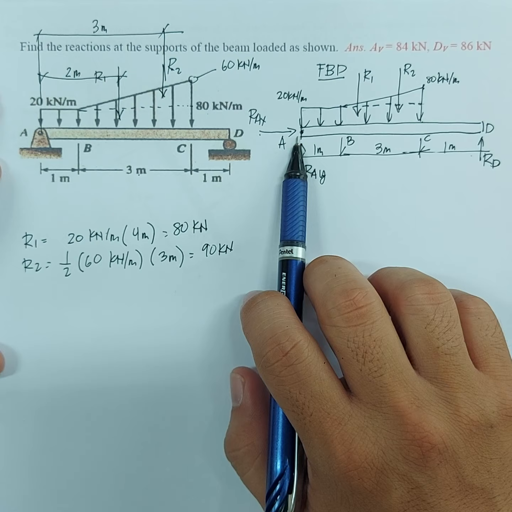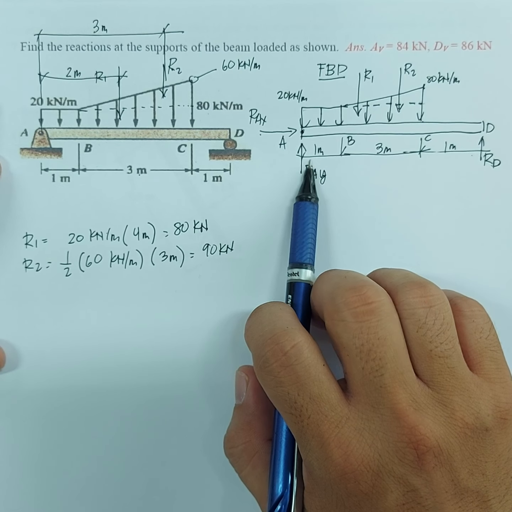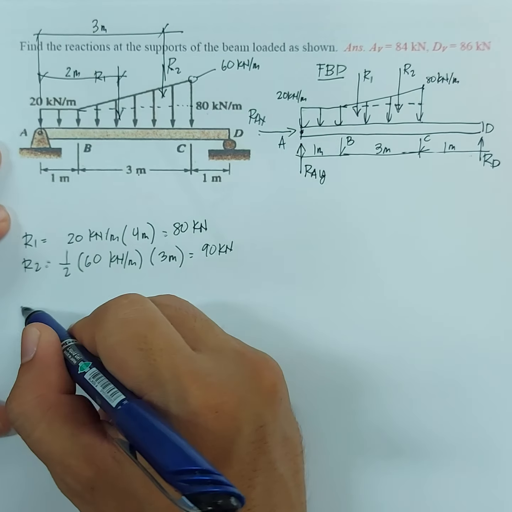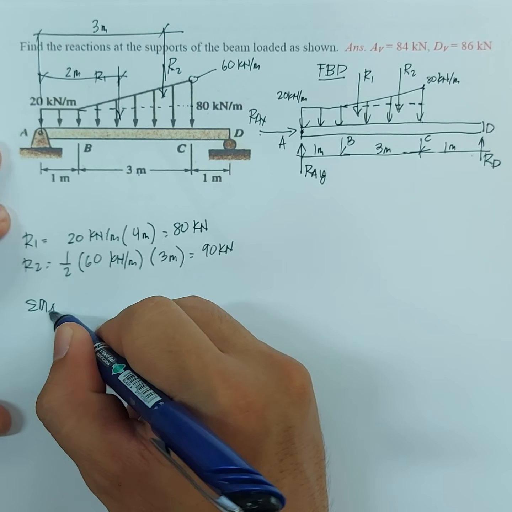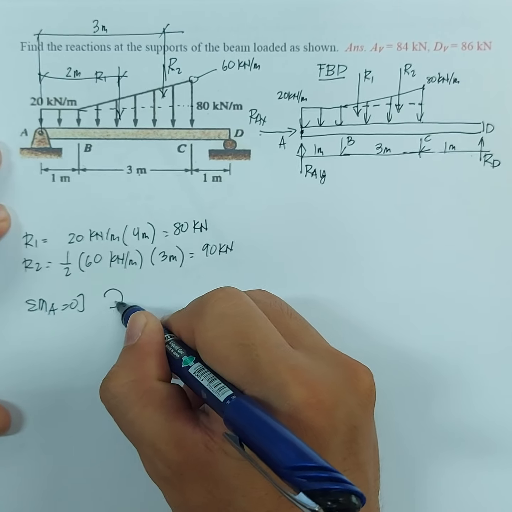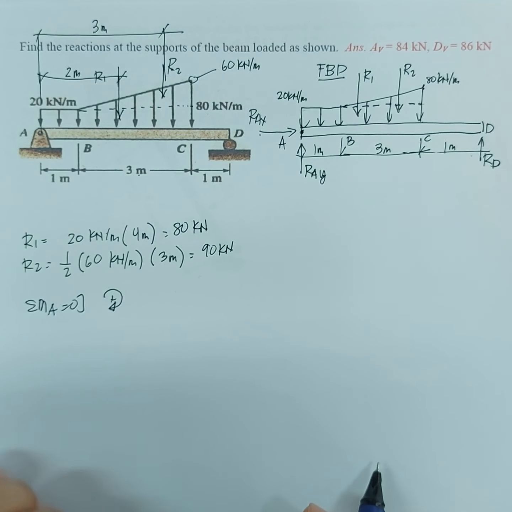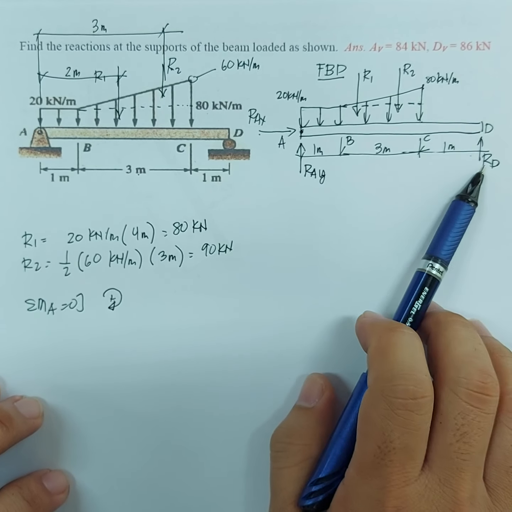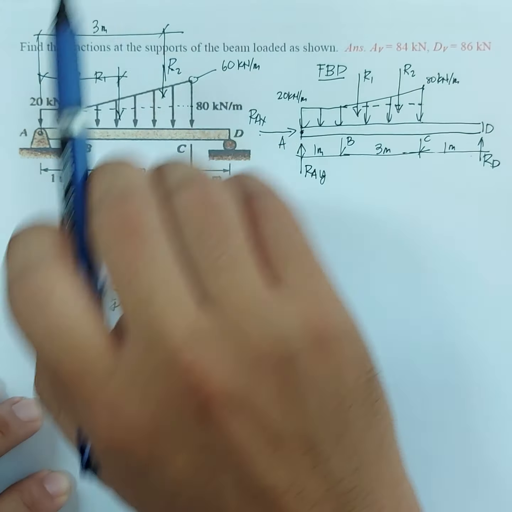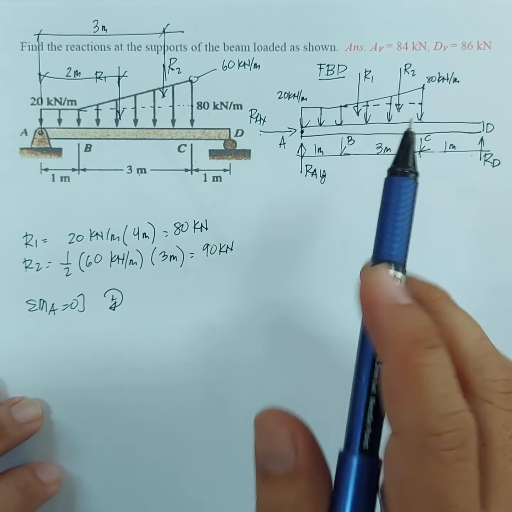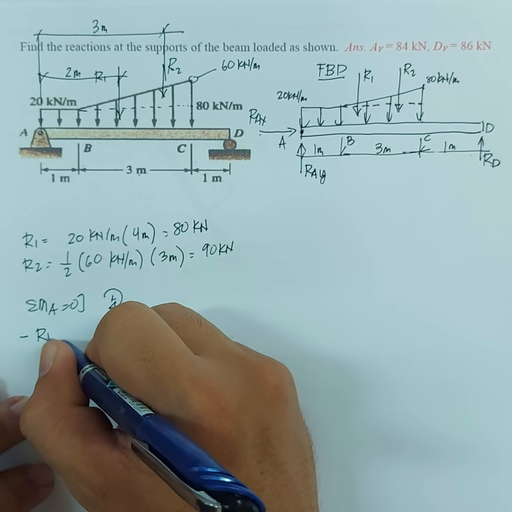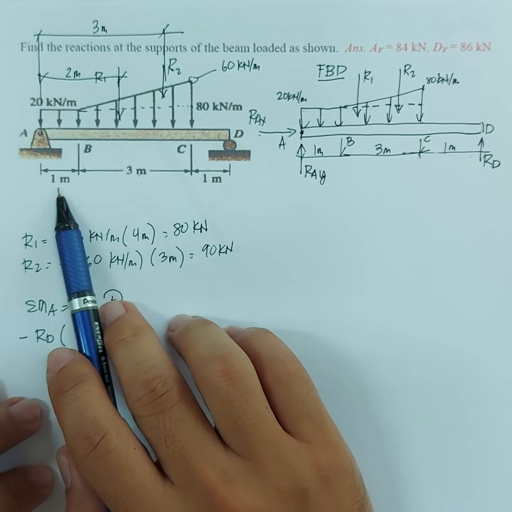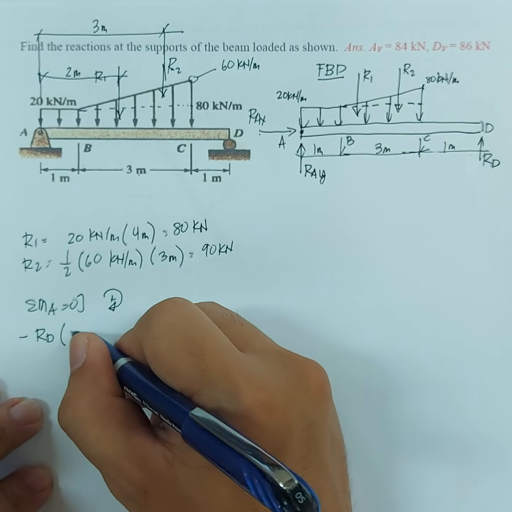So, again, bakit sa point A? Because nandun yung dalawang unknown forces natin. So, summation of moments at A is equal to 0. So, ang ating sign convention, clockwise moments positive. So, ano yung mga may moments sa A? We have RD. RD creates a counterclockwise moment at A. So, negative RD times yung moment arm ng RD. So, that's 3 plus 1 plus 1. So, that is 5 meters.